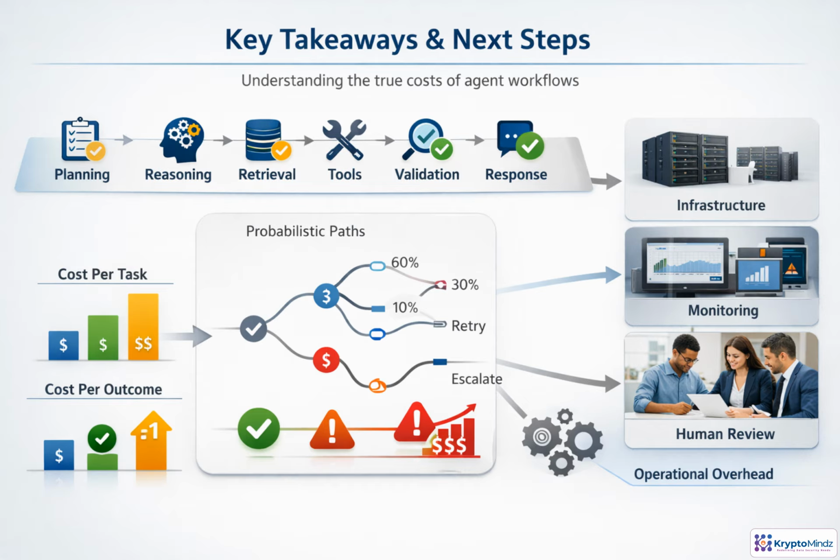Agent workflow cost modeling connects spend to reliable outcomes. Break each workflow into cost-bearing steps, then measure both cost per task and cost per successful outcome. Because agent paths vary, use probabilistic models for retries, escalations, and complexity. Next, we'll expand beyond tokens to include infrastructure, monitoring, data operations, human review, and organizational overhead.